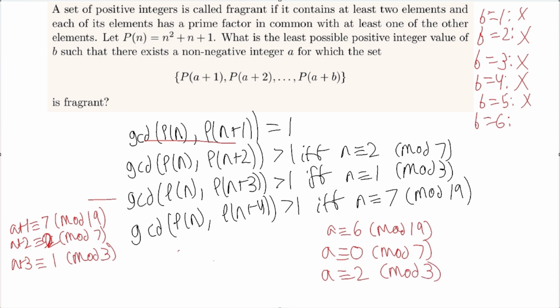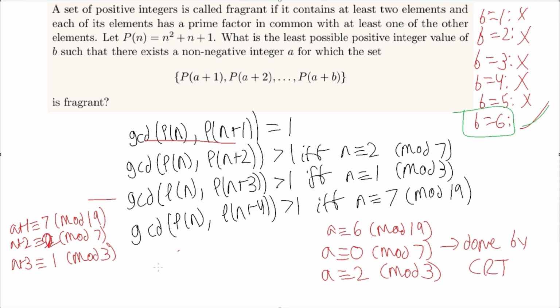And how do we know that such an a exists? Well, because 19, 7, and 3 are all relatively prime to one another, this means that such an a exists by the Chinese remainder theorem. And because such an a will give us the fragrance that we need, that means that b equals 6 is our answer. And note that we never even needed to find the value of a in this case, because we just needed to show it existed.